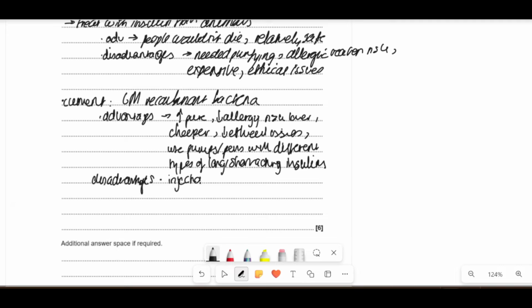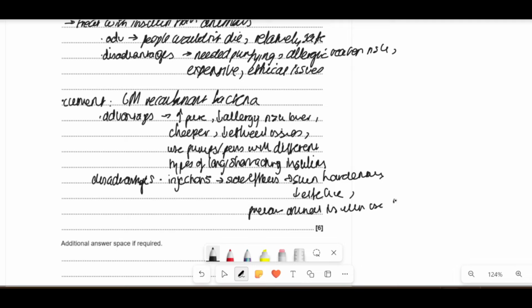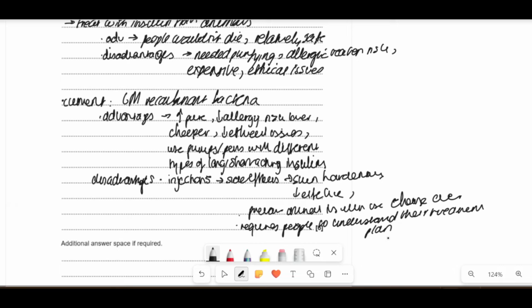Now, the disadvantages, though, is that you're using injections, which can carry side effects. You can have skin hardening, known as lipodermatosclerosis, and that can mean it's less effective if you keep using the same site. As well as that, it can be uncomfortable. The other thing is that people who used animal insulin before needed to change over, which means they probably could have lost control of it. It also requires people to understand their treatment plan. They'll have to take this insulin and then this, and do this and that.